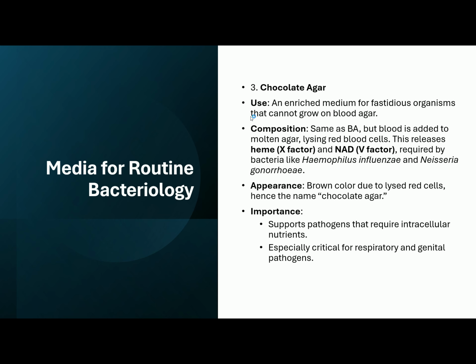Now let's go to the third one, your chocolate agar. So chocolate agar is an enriched medium for fastidious organisms that cannot grow on blood agar. Same as blood agar, but blood is added to molten agar, lysing RBC. Ang preparation kasi class ng BAP, so here you would have your BAP. You would use nutrient agar. Then you add blood. Pagka-add ng blood, you would have your nutrient agar.